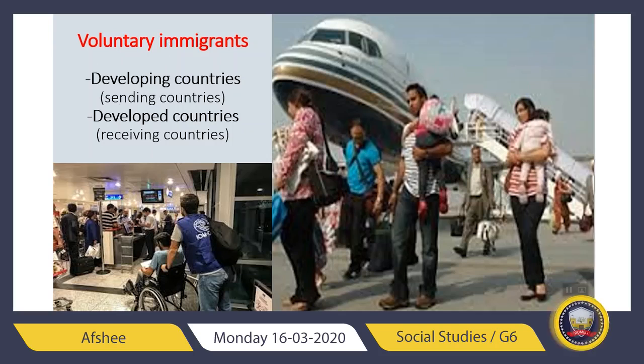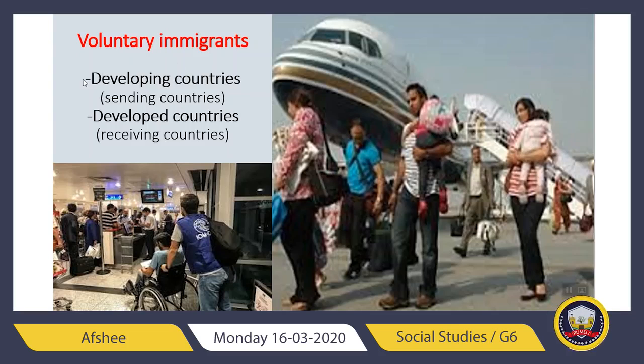What is voluntary immigration? First, you need to understand the definition. Voluntary immigration is where the migrant has a choice whether or not to migrate. It's totally up to the migrant. He has full choice. He likes to move or he doesn't like to move from his country. So this is called voluntary migration. Now we will talk about voluntary immigrants. The choice depends on the voluntary immigrant.